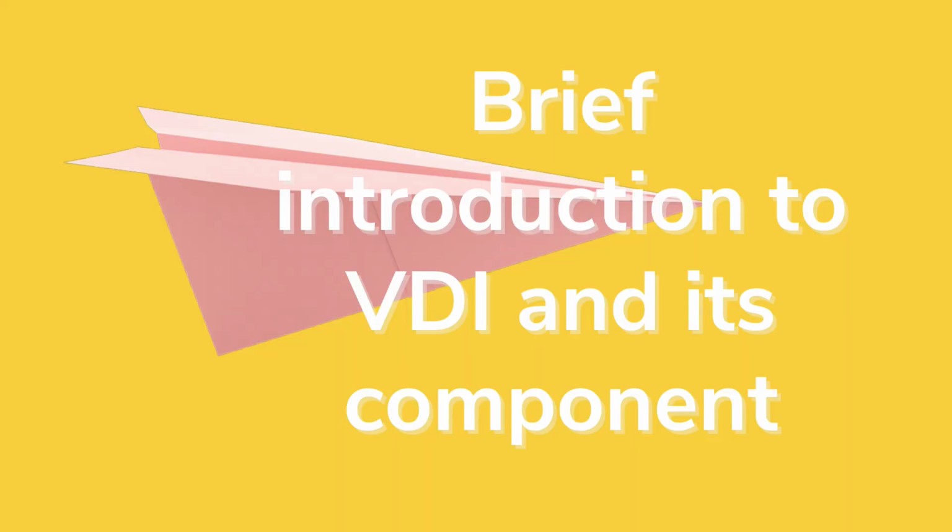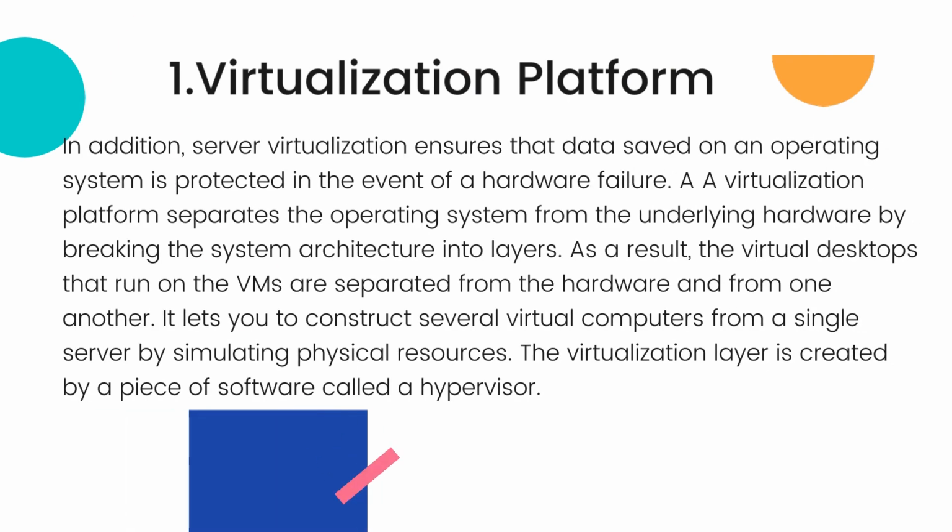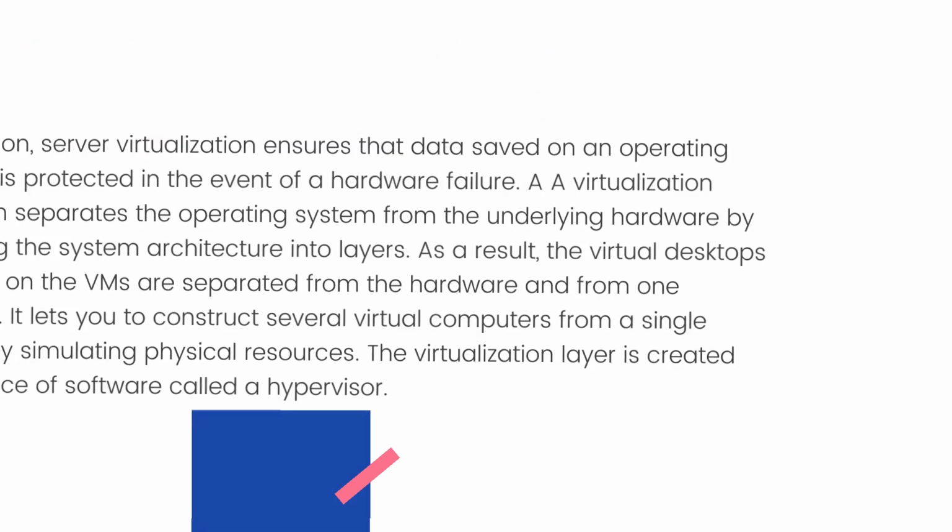Brief introduction to VDI and its components. 1. Virtualization platform. Server virtualization allows you to create several computers from a single server by simulating physical resources. Server virtualization ensures that data saved on an operating system is protected in the event of a hardware failure. It also makes it possible to run multiple servers at the same time. Different types of virtualization consist of data virtualization, desktop virtualization, server virtualization, and operating system virtualization.